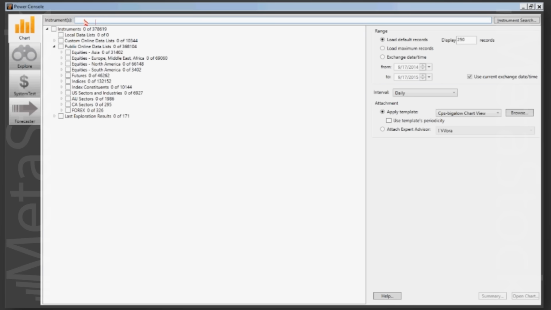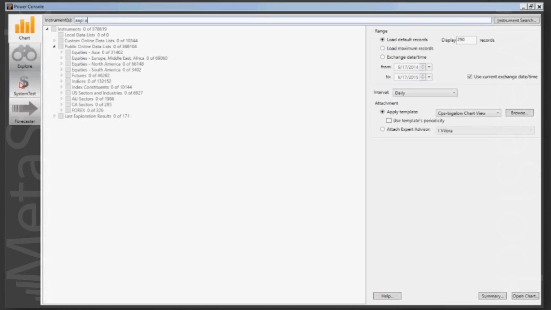And charting, that's where you'll open up a chart. So one thing that you can do is, if we were to go ahead and open up Apple again, AAPL.O, we can actually apply that chart view template here. So we don't necessarily have to apply it from the open chart. We can just apply it as we open the chart.